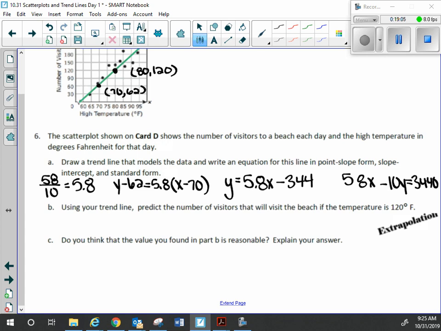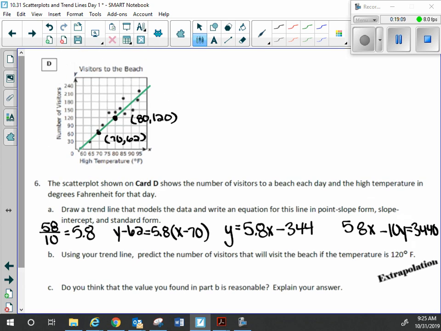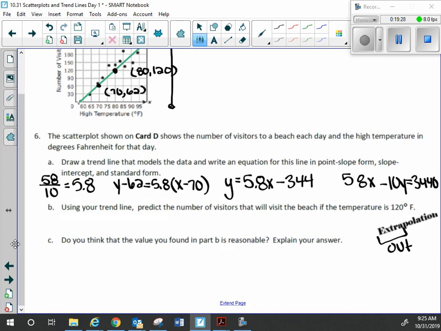That is extrapolation. How is that going to be different? Stop talking while I'm talking, please. Okay. It's outside. Extra. So interpolation is in, extrapolation is out. Because 120 degrees is over here. Right? Why would you be outside? Okay. So let's predict. 5.8 times 120 minus 344. Plug that in your calculator and tell me what you get.